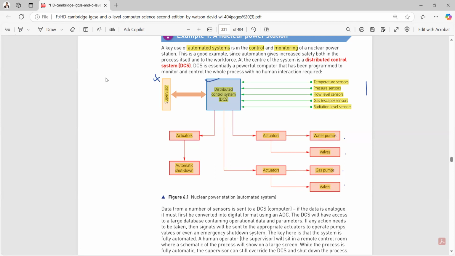In an automated system, the supervisor does not have to go to every part to check the values and operate them manually. He can just operate them by sitting at one place. So this is an automated system: it has sensors, it has microprocessors, and it has actuators connected.